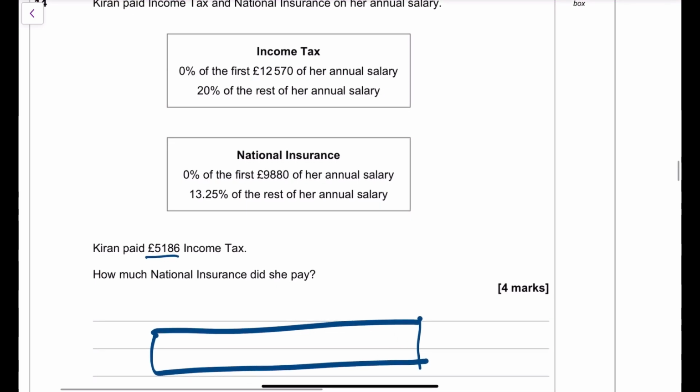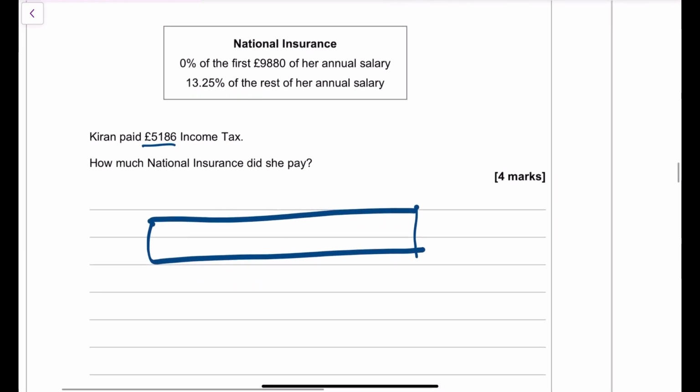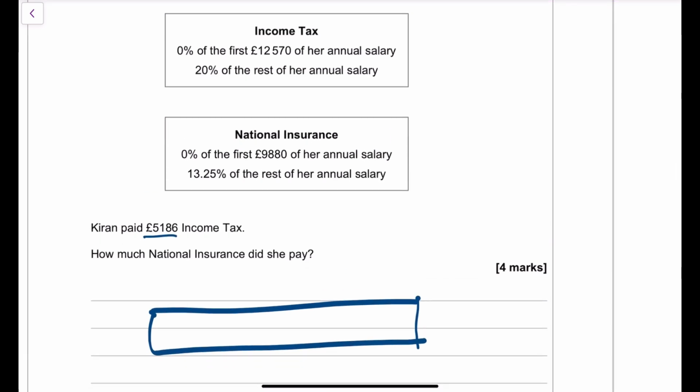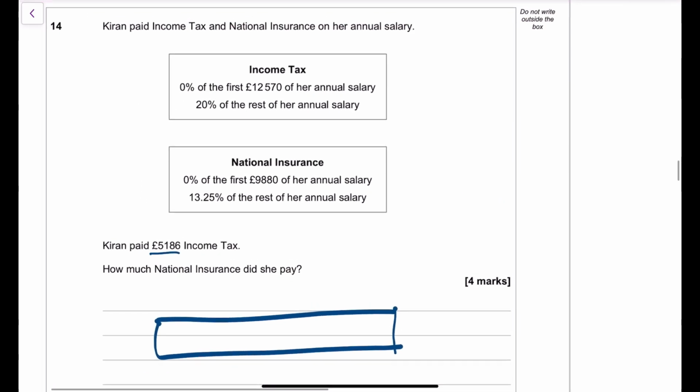Right. This has changed how they've done it. I'm going to come back to this one in a wee second. I'll do the national insurance first. I need to find his salary. I can't. I've got to find his salary first. Okay, right, great. I haven't seen any question like this before.